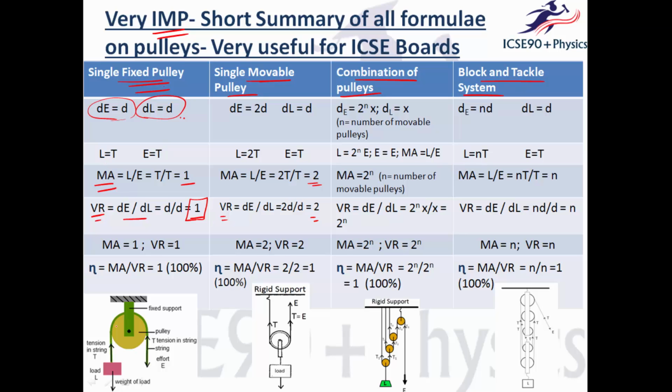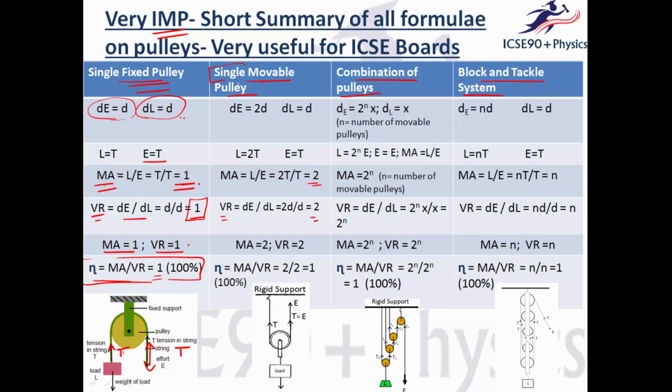The load in this case, we know the load is countered by the effort, right? The load is equal to the tension in the string, and the effort is again equal to the tension in the string. L is equal to T, E is equal to T, and thus the mechanical advantage, which is L upon E, is T by T, which is nothing but 1. And as the mechanical advantage is 1 and the velocity ratio is 1, efficiency is MA upon VR, which is nothing but 1 or 100% in this case.